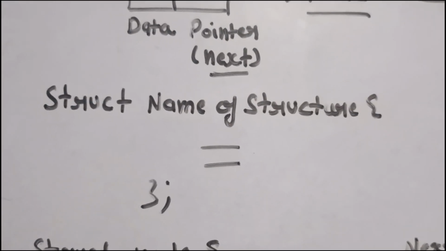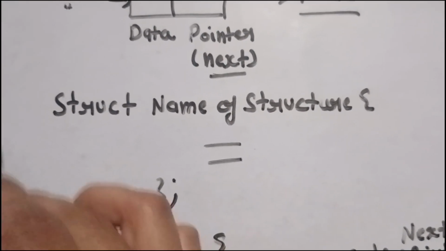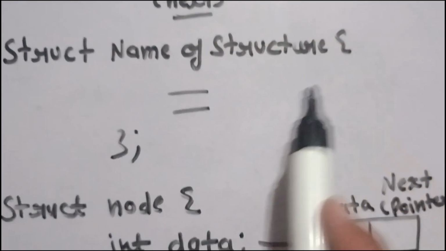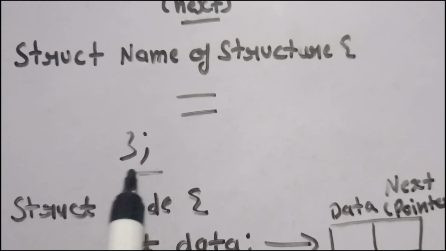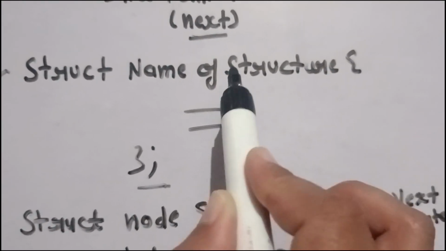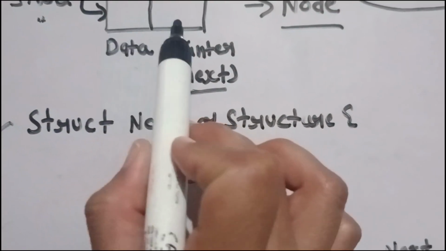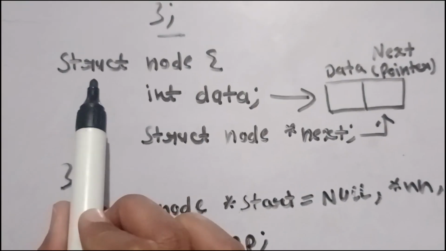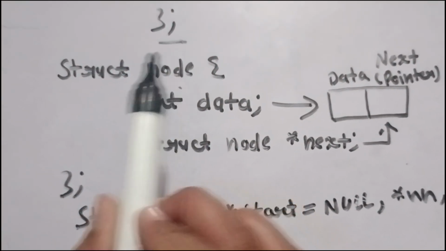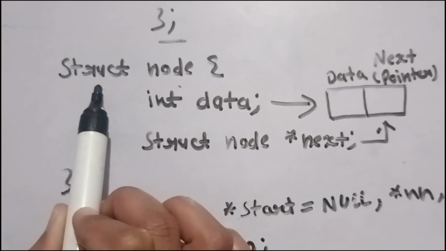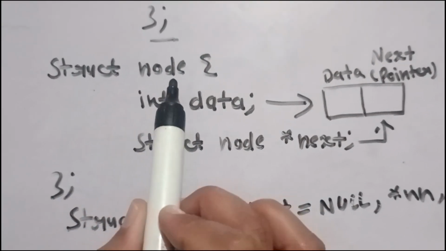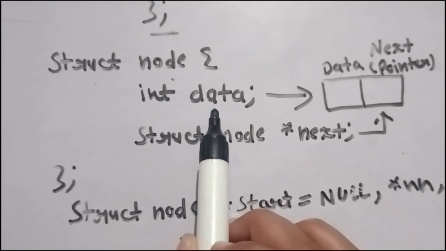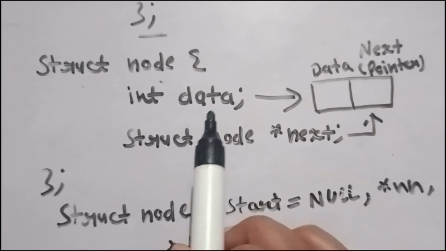Now, how to create a structure? The syntax is the struct keyword, the name of the structure, then curly braces start, and at the end of the curly braces a semicolon. Inside this structure we are going to make these two parts of a node. So I create a structure here named node. This is the syntax. Firstly we use the struct keyword and then we give the name of this structure, node. Then inside the curly braces, I'm creating the two parts of a node.